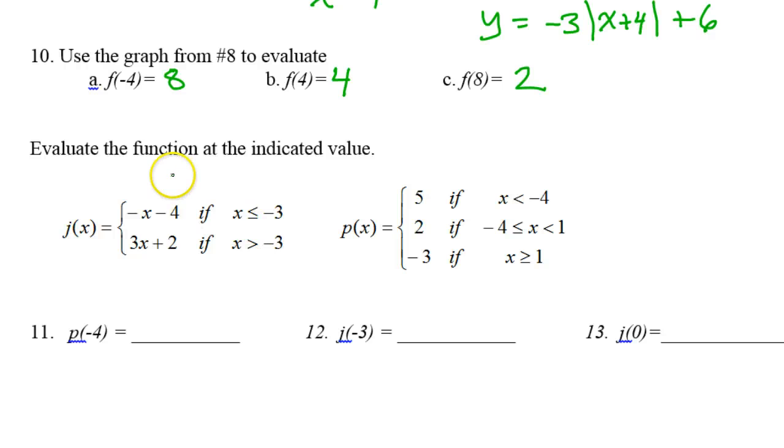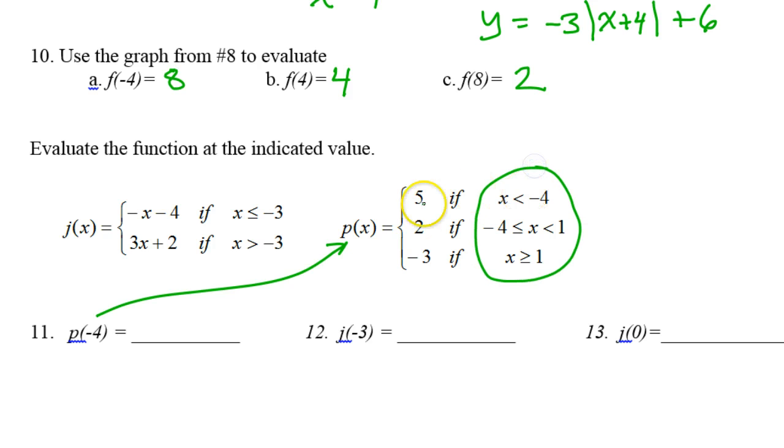Okay, and finally, let's go ahead and evaluate these two functions given the equation. So we'll use these x values and see what happens. Be careful of which function you're using. This is function j, and this is function p. So in problem number 11, it mentions the p. So that means we're talking about this function over here. Now, we're given an x value of 4. We're going to look at the domain restrictions to decide which one of these three values will be the answer.